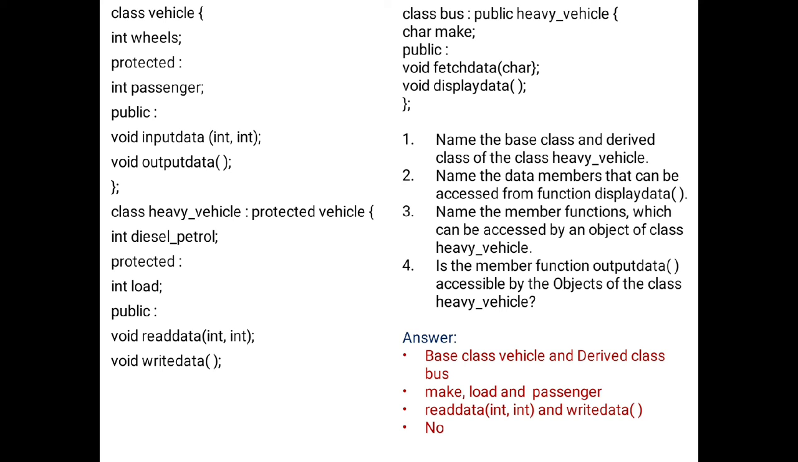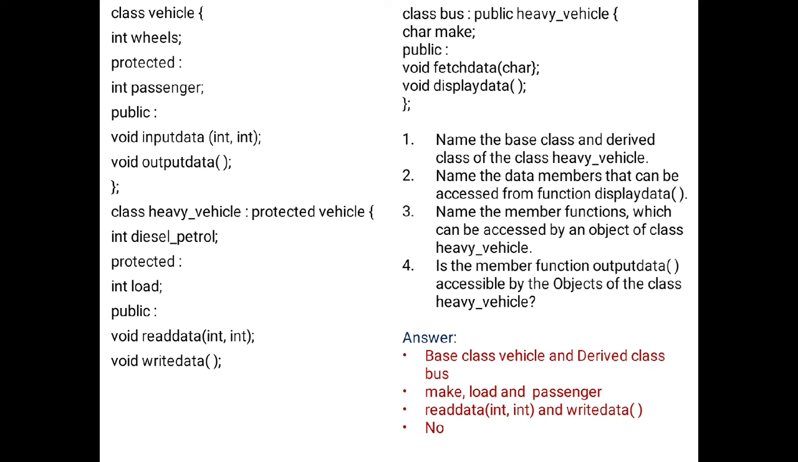At the same time, since class bus is derived from the class heavy vehicle, class heavy vehicle becomes the intermediate base class. So here also we have an example of multi-level inheritance. Now let's come back to the questions. Name the base class and derived class of the class heavy vehicle.